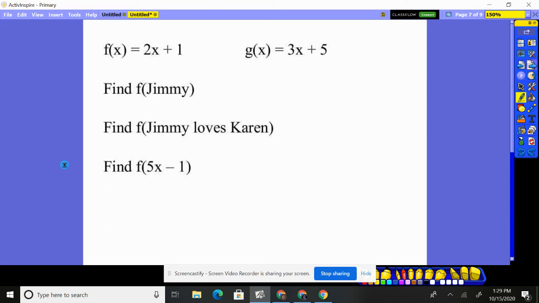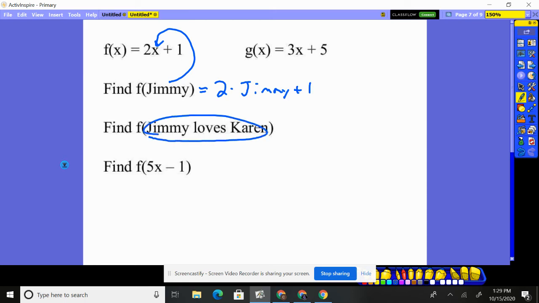So find f of Jimmy. Well, that just means I'm plugging Jimmy in wherever there's an x. So it's 2 times Jimmy plus 1. That's it. What if we want to find f of Jimmy loves Karen? Well, you just plug Jimmy loves Karen wherever there's an x up here. 2 times Jimmy loves Karen plus 1. That's what we're doing.